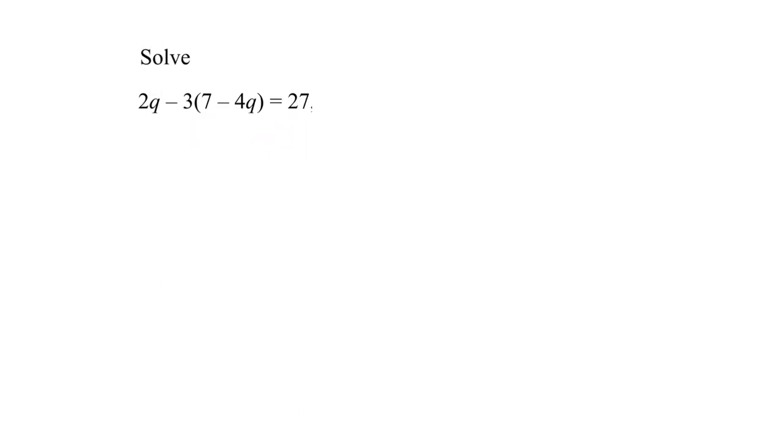Hello everyone, welcome to this problem where we are required to solve this equation. Well, I see a bracket, so the next step would then be for us to expand and simplify. You should see this as a negative 3 multiplied by positive 7, negative 21, negative 3 multiplied by negative 4q, positive 12q.